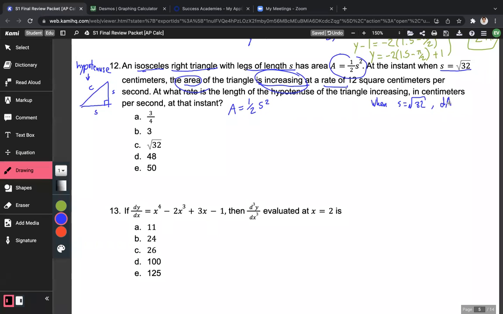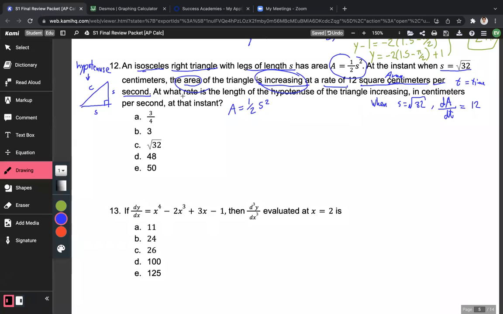The derivative of A, the change in our area over the change in time, that's really important. That's indicated by our unit, square centimeters per second. Square centimeters, that's our area, per second, that's time. So the derivative of our area, the rate of change of our area with respect to time, is equal to positive 12. It is increasing at a rate of 12 square centimeters per second.